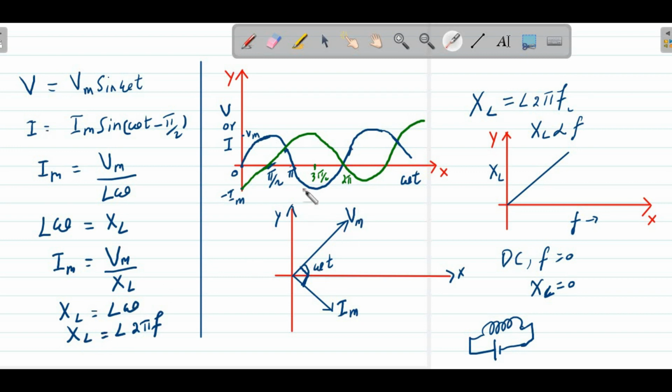And also the phasor diagram and waveform of voltage and current in an AC circuit fitted with an inductor, and the graph representing the variation of XL, inductive reactance, with the frequency. These are the main points of discussion.